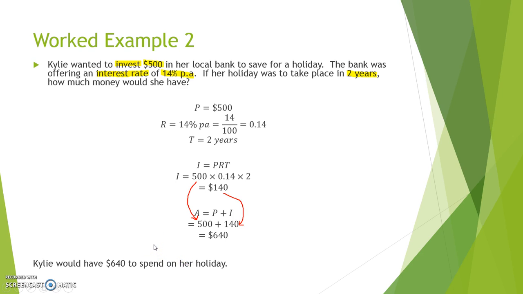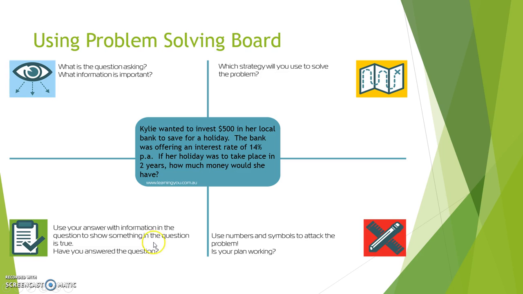Now, I'm going to show you how to do the same problem using our C Plan Do Check problem solving board, which you may be familiar with from last year. So if you recall, the board is made up of 4 sections. The first section is what's important, what are we trying to find, all the key information, which is what we did by highlighting before and underlining. What strategy we're going to use, what maths is going to be involved, the actual working, and then a check. And this is what I mentioned before. In the center of the board we have the actual problem itself.